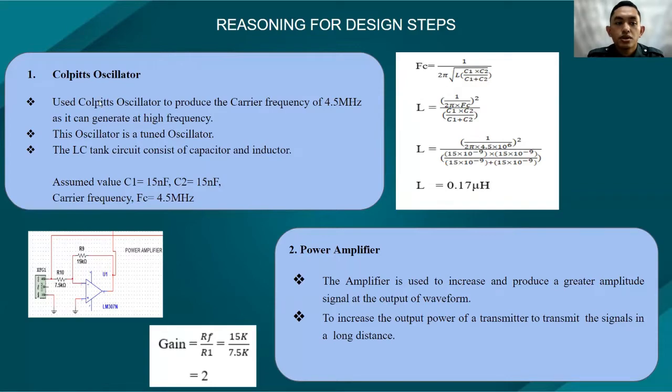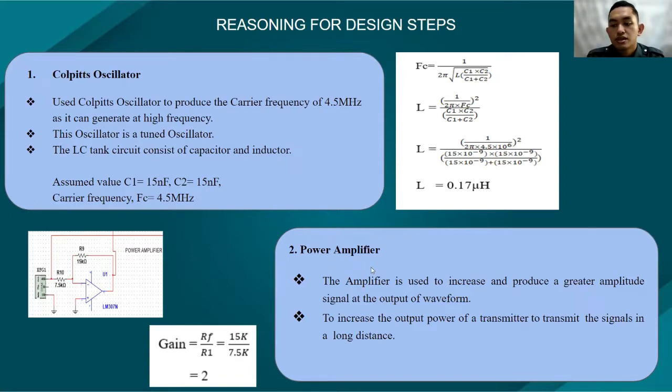For the Colpitts oscillator, it is used to produce the carrier frequency of 4.5 MHz as it can generate at high frequency. This oscillator is a tuned oscillator and the LC tank circuit consists of a capacitor and inductor. From the Colpitts oscillator equation and this information, we can obtain the value of the inductance, which is 0.17 micro.